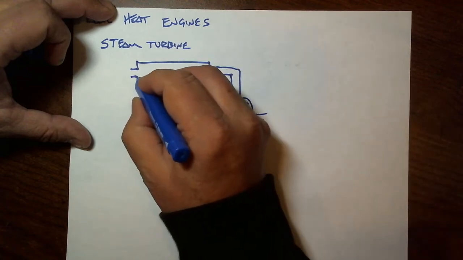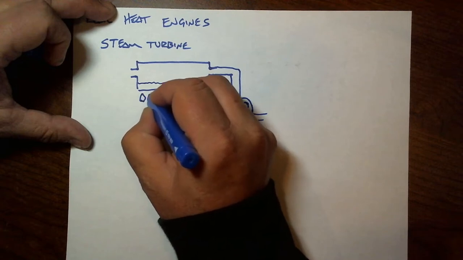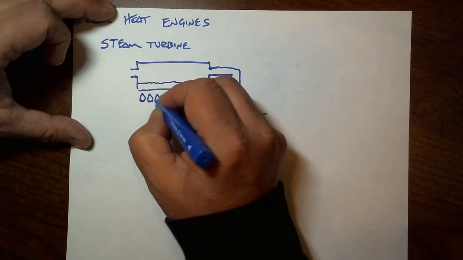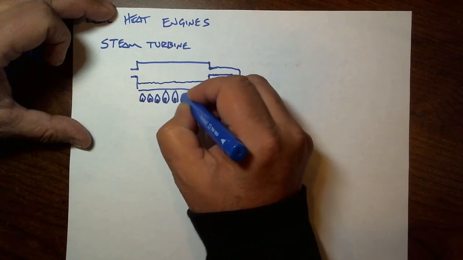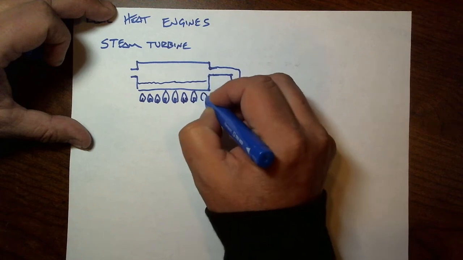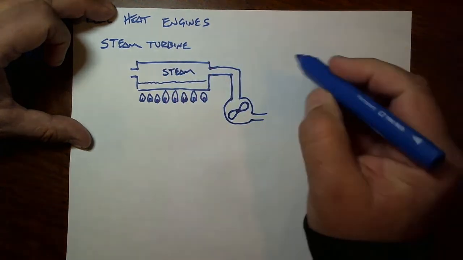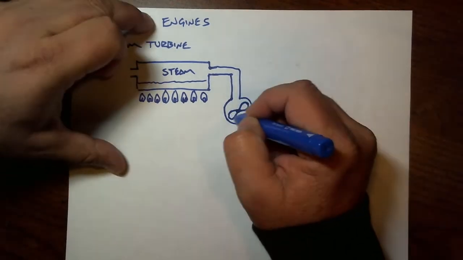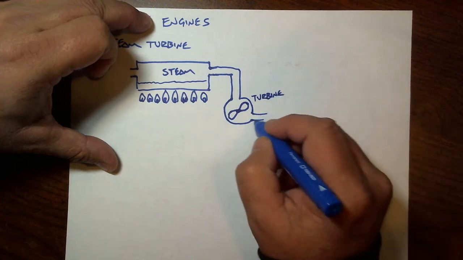So what we have here is some water, and there's a fire built underneath this box right here. I don't know how to draw flames, so you're going to get these little shapes I saw in the gas commercial. Okay, and that makes some pretty high pressure steam. The steam is forced to go through a turbine and spins the blades of the turbine.